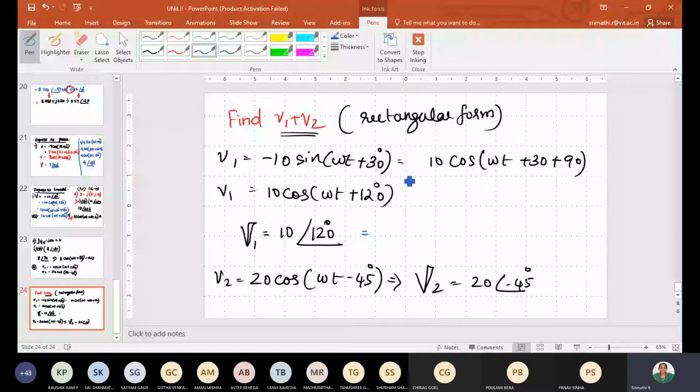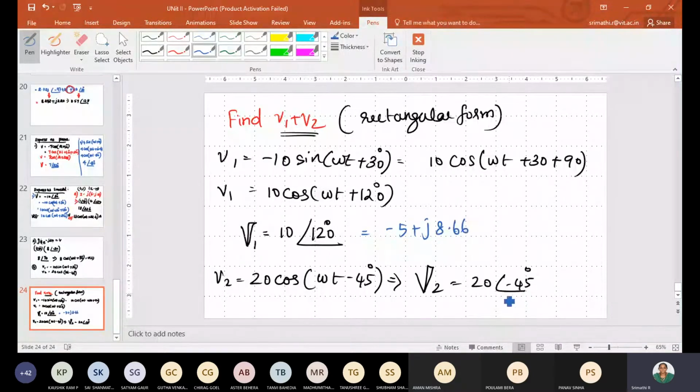Guys, any answers? What is 10 angle 120? Everybody is having your calculators with you? Yes, have you got your calculators, everyone? Ma'am, minus 5 and 8.66 j. Minus 5 plus j 8.66.